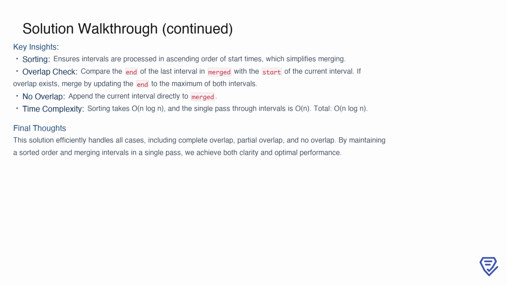The time complexity of this solution is dominated by the sorting step, which takes O(n log n). The single pass through the intervals is O(n), making the overall complexity O(n log n). This approach is both efficient and clear, handling edge cases like complete overlap, partial overlap, and no overlap seamlessly. With this, we achieve an optimal and robust solution for the problem.